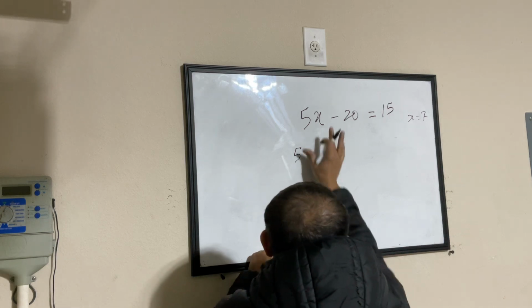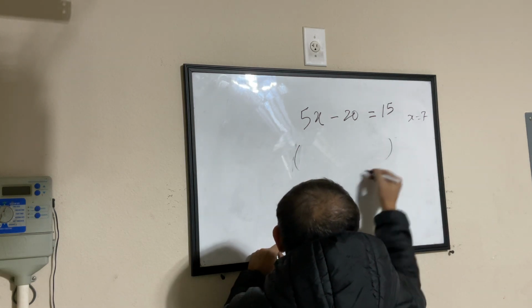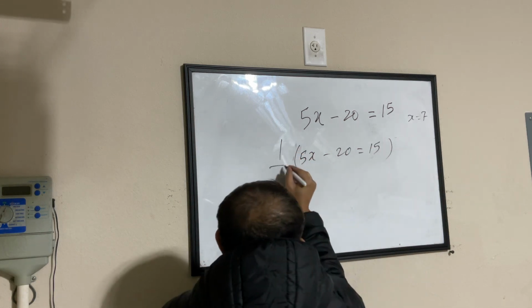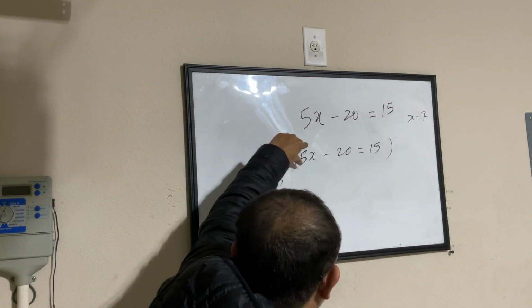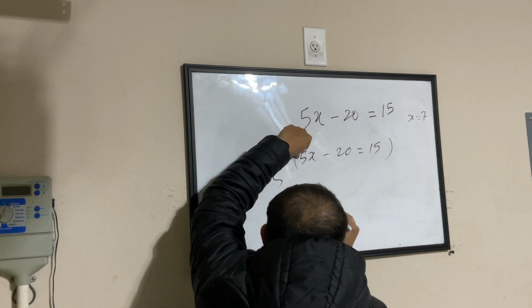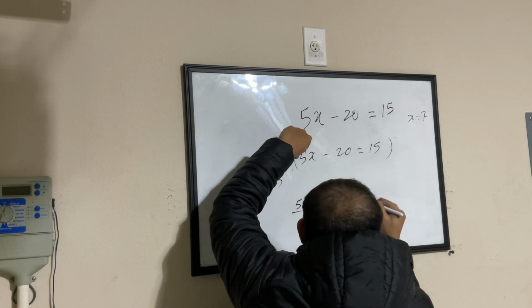So here I have 5 common in all of them. So what I'll do is, I'll divide everything by 5. So whatever equation I had, I'll divide this by 5. What does it mean? I'm dividing this by 5. So 5x by 5 minus 20 by 5 equal to 15 by 5.